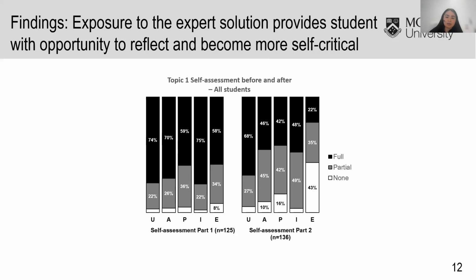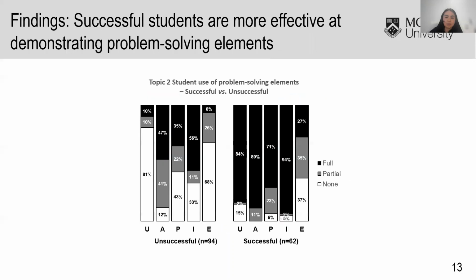For all student self-assessments, for example, in topic 1, it tells us that observing the model and solutions made students more metacognitively self-aware and self-critical. Successful and unsuccessful student data, for example, in topic 2, shows that successful students demonstrated problem-solving elements more effectively.